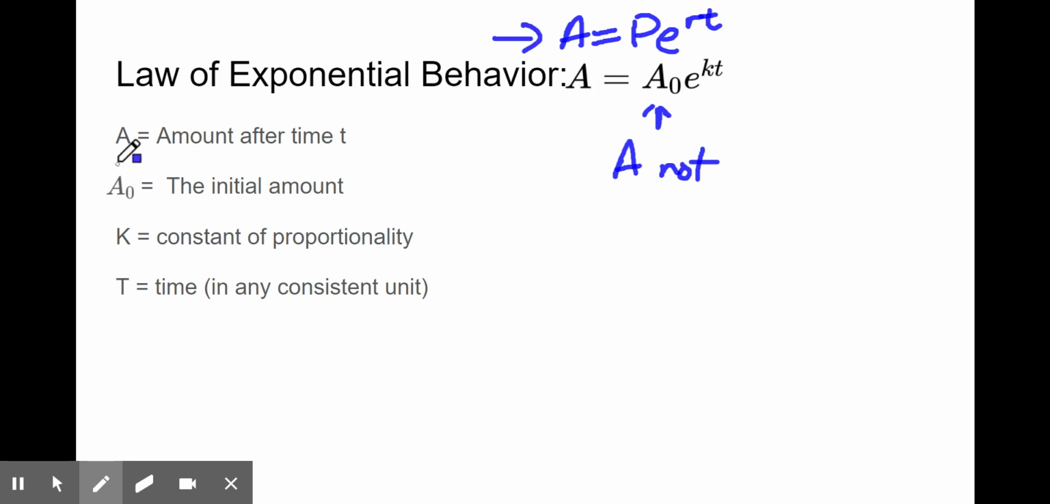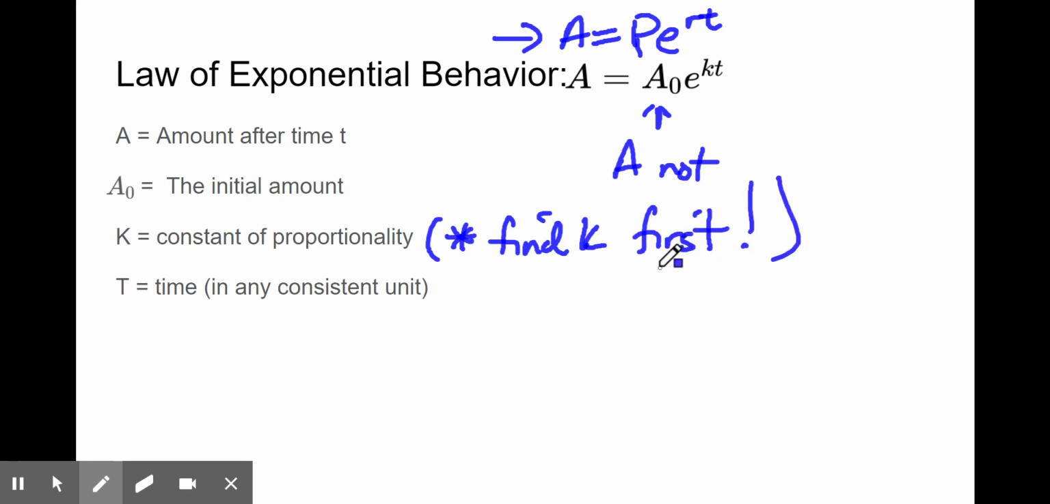And if you look at the variables and what they represent, they're very similar to this A = Pe^(rt) equation. A is the amount after some time t. A naught is the initial amount, just like P would be, the principal, the amount that you invested. k is the constant of proportionality. So with these problems, you're going to go find k first, then you're going to be able to answer the question.